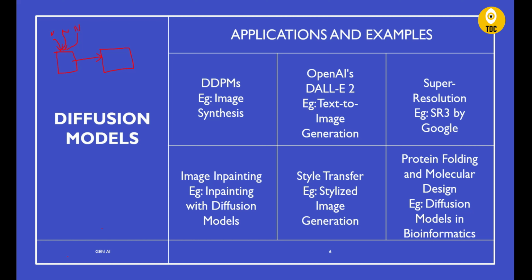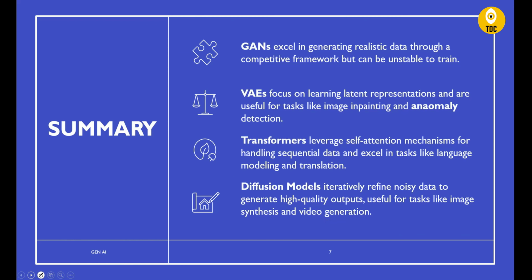Okay, so with this explanation, let us move to the summary. We discussed GANs. These are more about generating realistic data through a competitive framework, but can be unstable to train, because they have a generator and a discriminator. Next is VAEs. VAEs focus on learning latent representations and are useful for tasks like image inpainting and anomaly detection, especially anomaly detection. Transformers leverage an attention mechanism for handling sequential data and excel in tasks like language modeling and translation. That's where ChatGPT is.